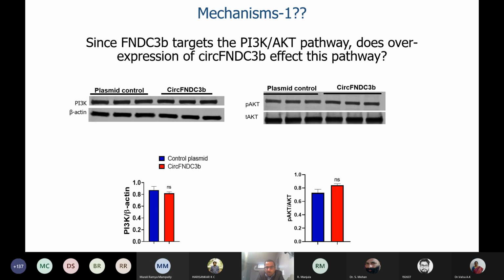Since this cognate gene FNDC3B has a role in PI3K-AKT signaling, we overexpressed this circular RNA and looked at the PI3K-AKT signaling pathway, and we did not find any effect. As you see, there were no changes when we overexpressed this circular RNA in the endothelial cells. PI3K-AKT signaling was not changed with the overexpression of this circular RNA. So this gave us an indication that this circular RNA is acting beyond its cognate gene function.